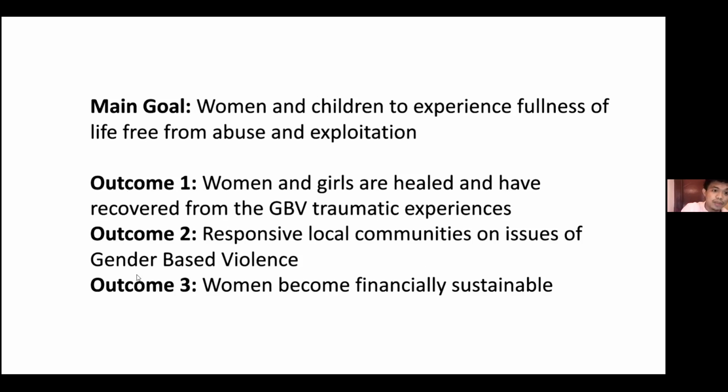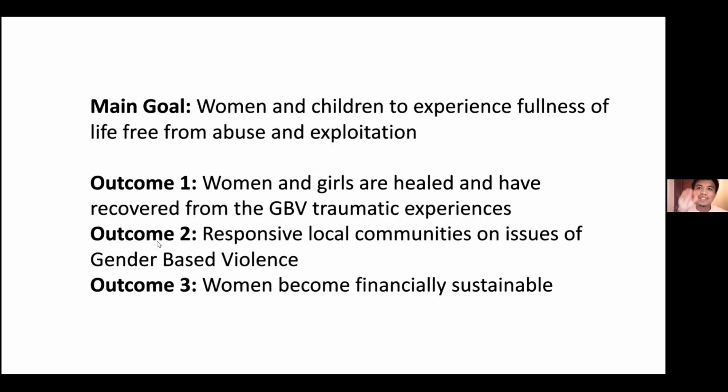This example comes from the Philippines. So if the main goal is fullness of life for women who experience abuse and exploitation, the first outcome would be provision of caring, healing, and teaching, may it be in a community-based or in a residential-based setting. Second is to work with local communities to prevent gender-based violence. It could also be trainings. It could also include commitments from cultural and political authorities to respond to gender-based violence. And then another outcome under this project design is that women become financially stable.